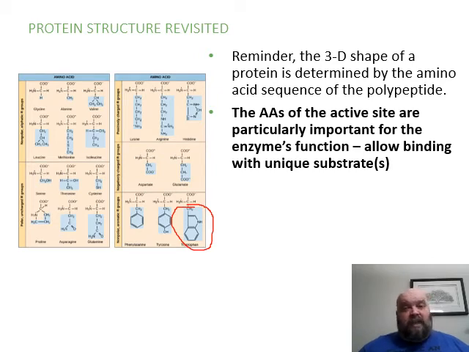The acidic amino acids are going to make the active site more acidic than the environment the enzyme's in. If they're hydrophobic, well, they're going to expel water from the active site. The R groups are going to allow for the enzyme to physically interact with the substrate.